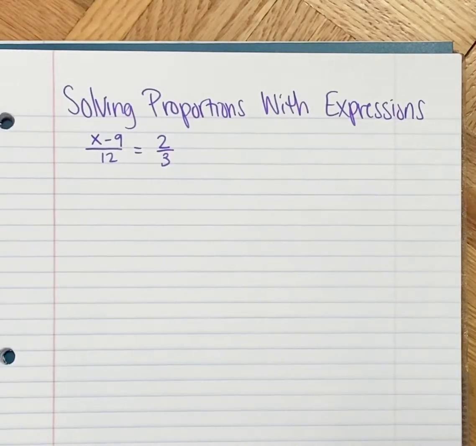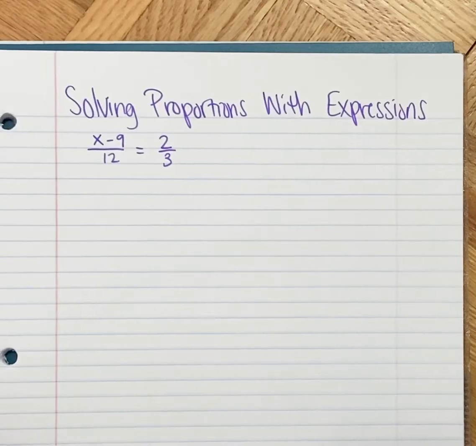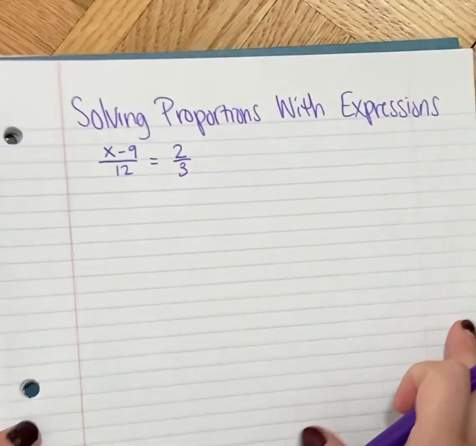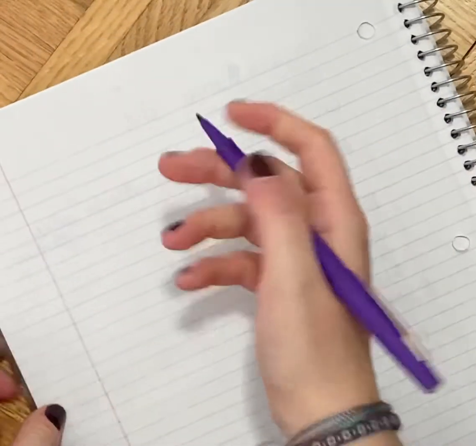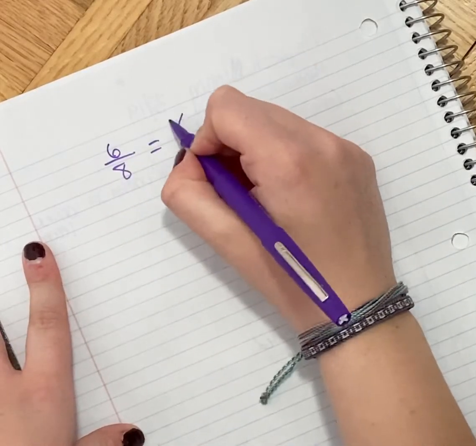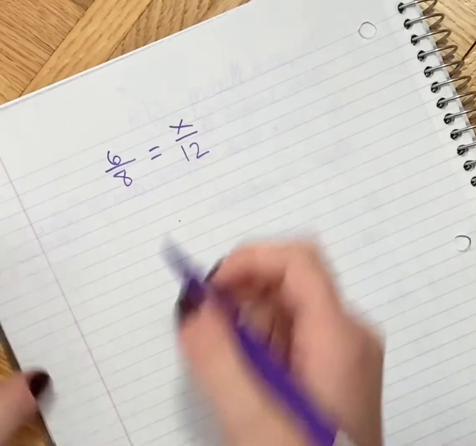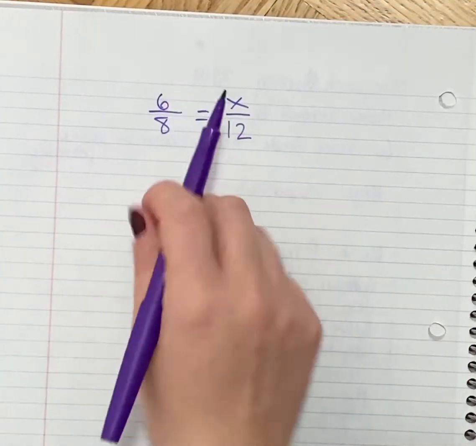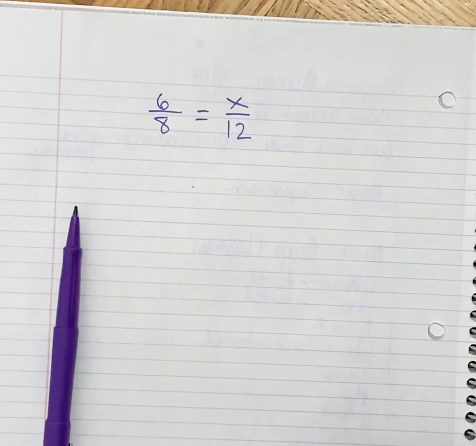Today we're going to focus on solving proportions with expressions. On Friday, if you remember, you were solving proportions without expressions. Those were examples like this: if you had 6 over 8 equals x over 12, you were solving proportions like that. So we thought about cross multiplying.